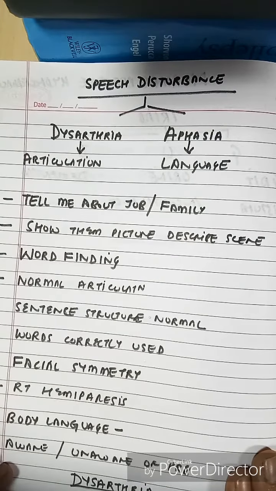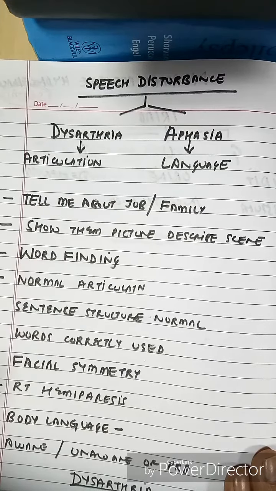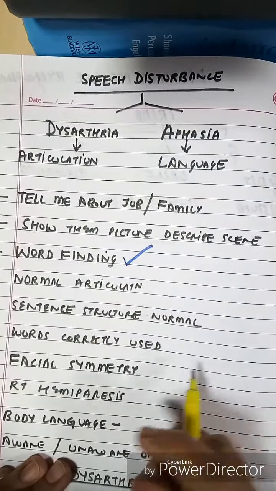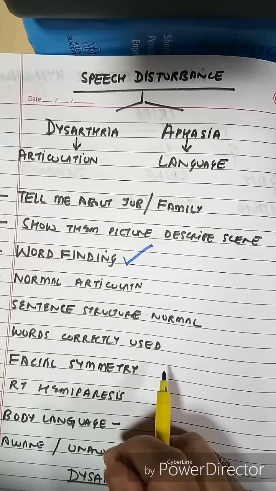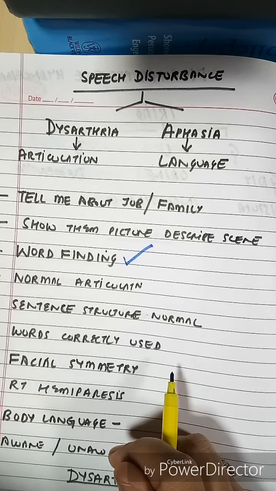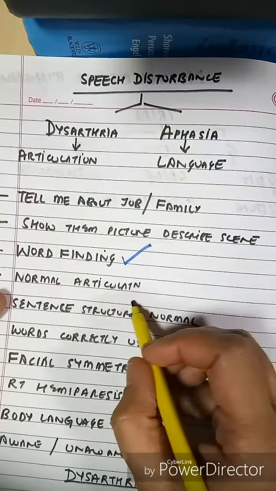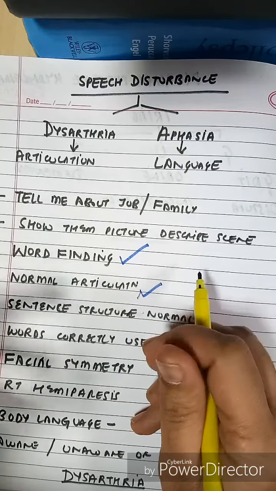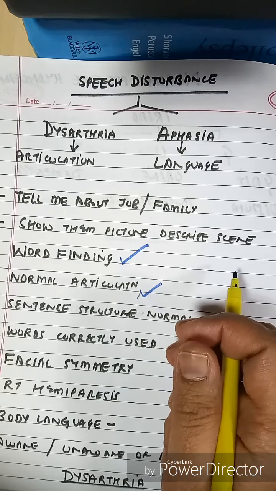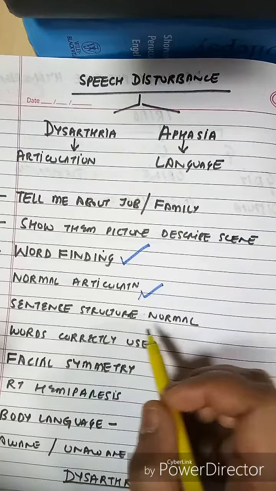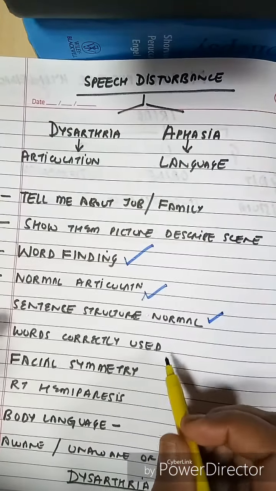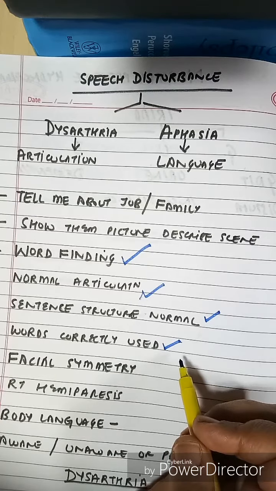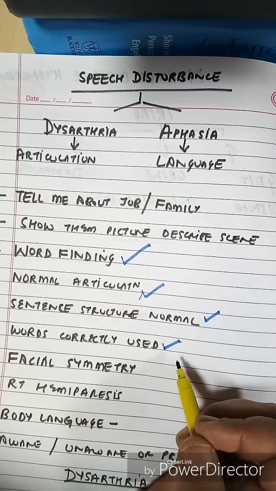Now when you're testing the patient, what are the things you should take into consideration? Whether the patient has a problem with word finding or not, that is, he's not able to describe things because he's not getting the words. Secondly, whether he has normal articulation, that is, he is able to speak normally but the word content is less. Thirdly, is the sentence structure normal? Fourth, are the words he's using correctly used? Is there any paraphasia or neologism?